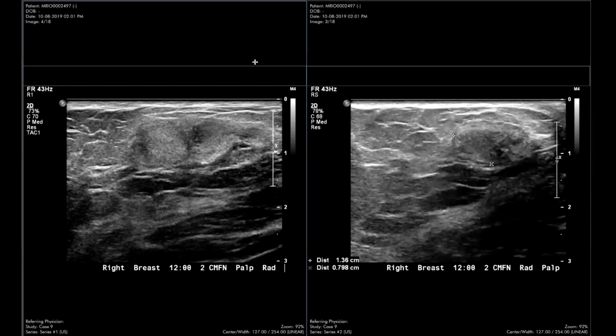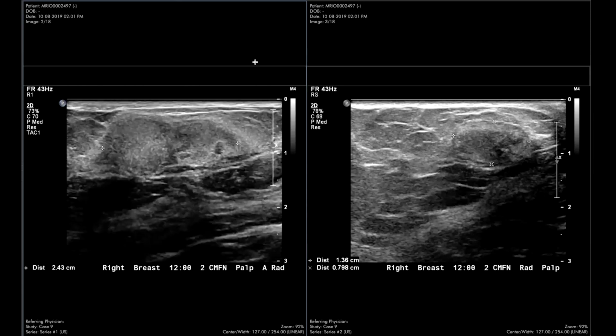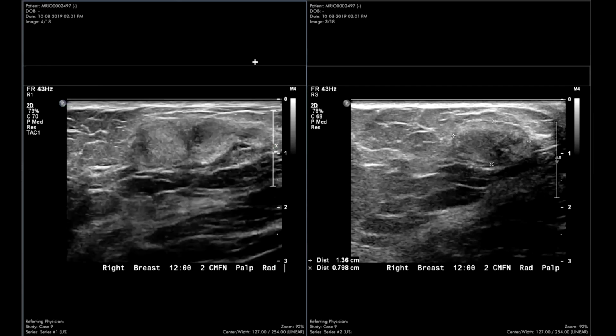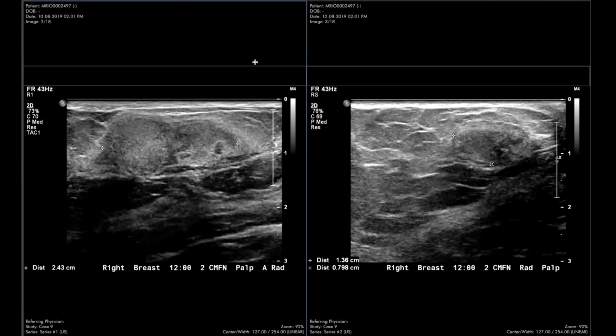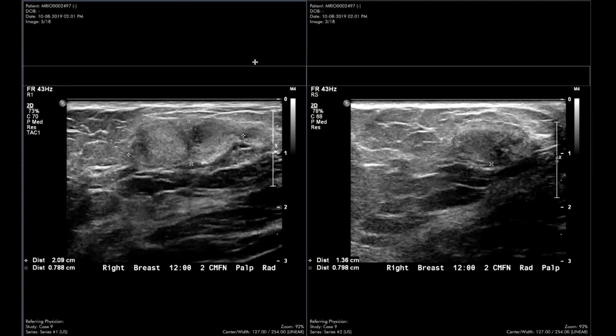And it measured just over 2 centimeters, 2.1 by 0.8 by 2.4 centimeters. This was right in the area where she had had her reduction. It has this echogenic appearance that looks like it's probably fat necrosis, but it was palpable.